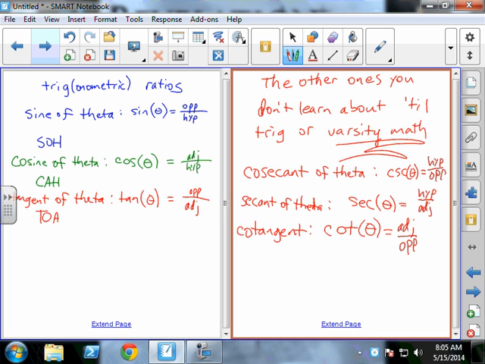I don't know if you caught that the first time around, and I kind of dropped the ball when I was writing it. It's confusing. I don't know why. The sine starts with an S. Why doesn't its reciprocal start with an S? It should, but it doesn't.